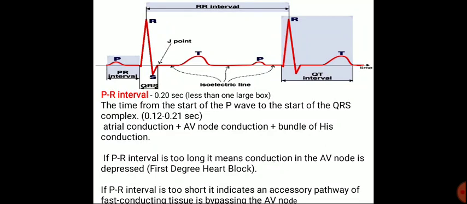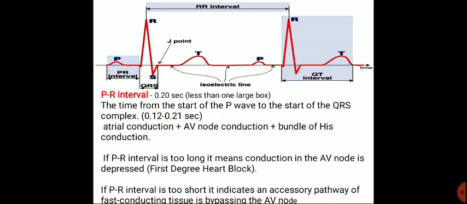Now when we see the segments or the intervals, a segment is nothing but a straight line connecting two waves. Segment is only the straight line. Don't forget that. Segment is a straight line.